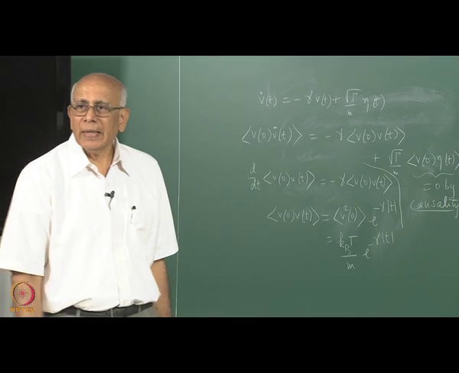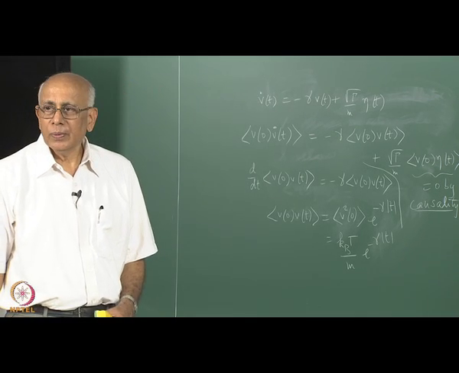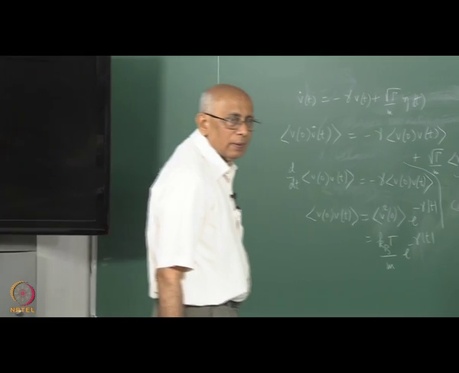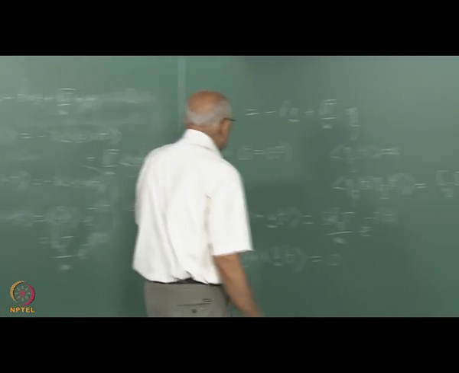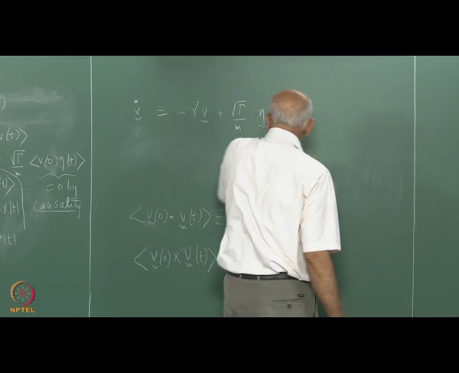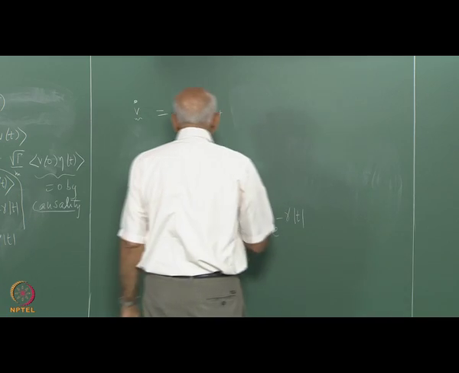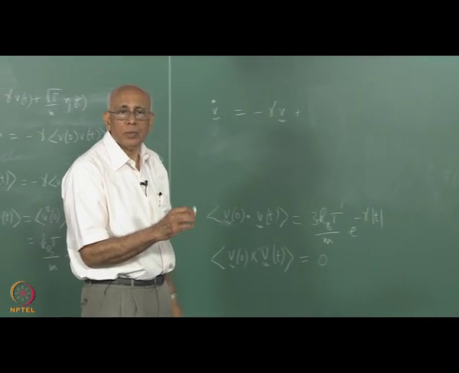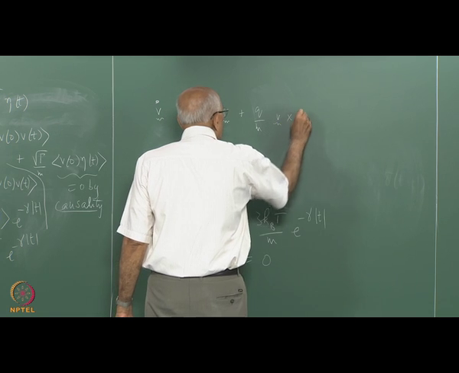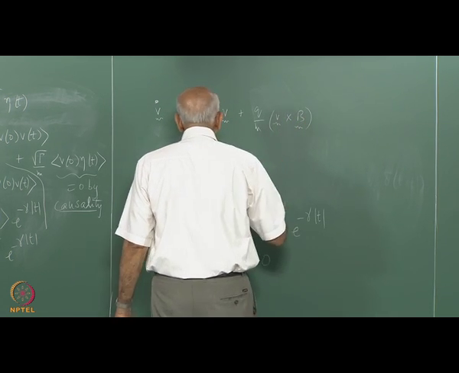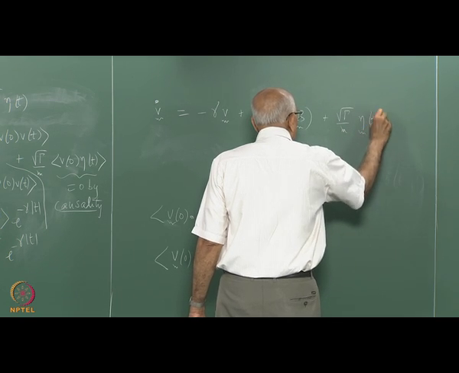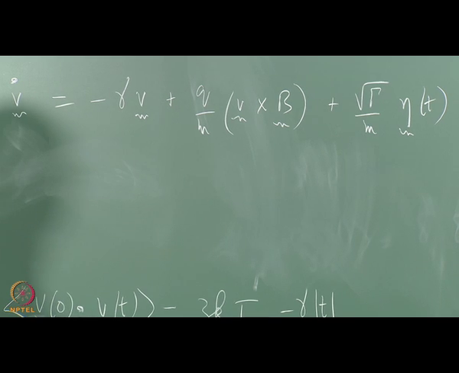What would happen if I switched on a magnetic field? What is going to be the equation of motion? Yes, because now we have exactly the same Langevin equation as before, but now there is a term, let us say the charge of the particle is q, plus q over m v cross B. Plus there is this term root gamma over m eta of t, that is not affected as before.